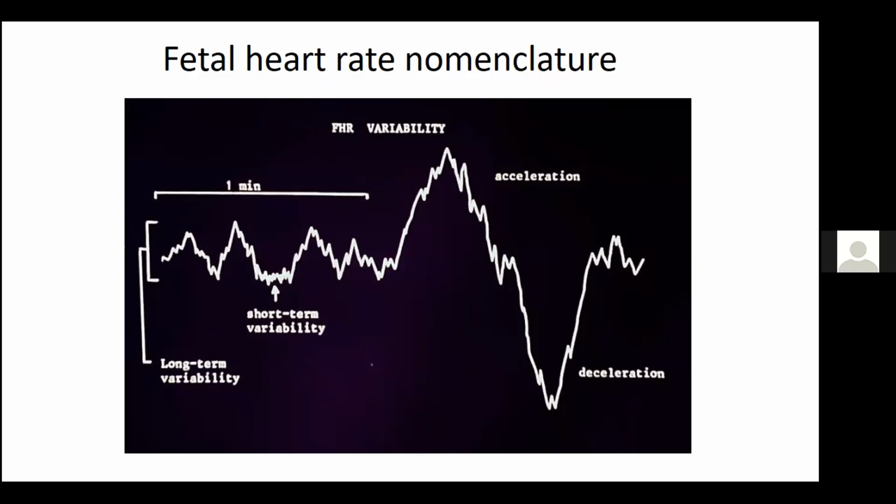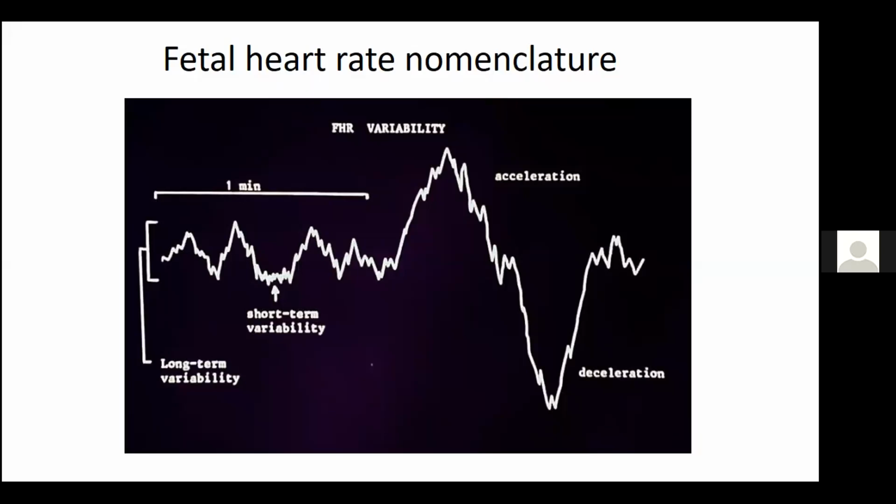Decelerations are also below the baseline. You can see that a deceleration is a drop in the heart rate, and an acceleration is an increase in the heart rate, which is normally 15 and above. Now, if you just look at this trace, you normally have a baseline for the heart rate, and then the heart rate varies from one beat to the other.